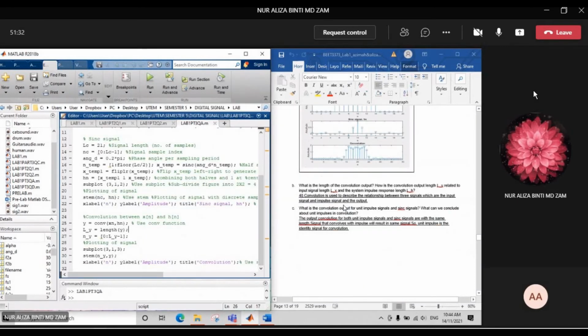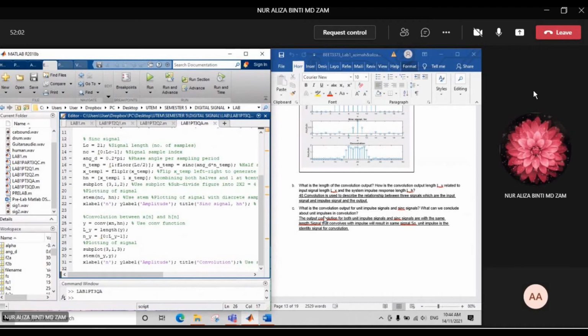So we move to the question: what is the length of the convolution output? How is the convolution output length Ly related to the input signal length Lx and the system impulse response length Lh? So the answer is 40. Convolution is used to describe the relationship between two signals, the input signal and impulse response, and the output.